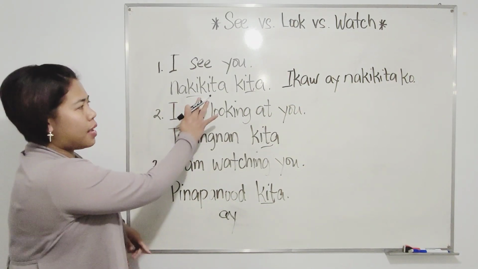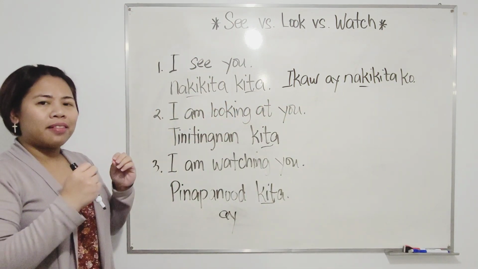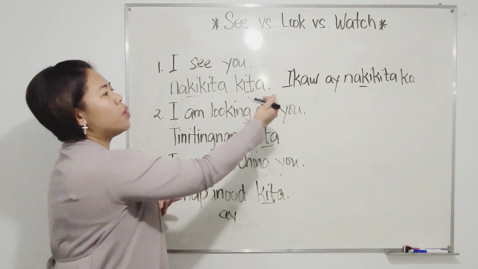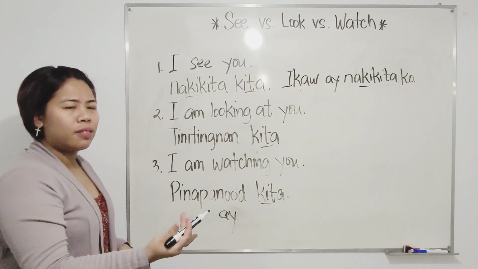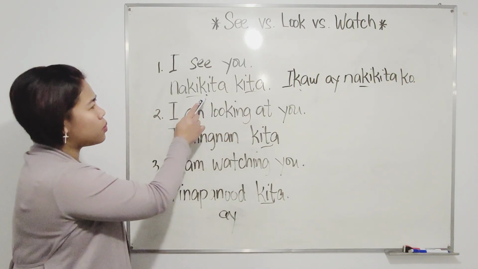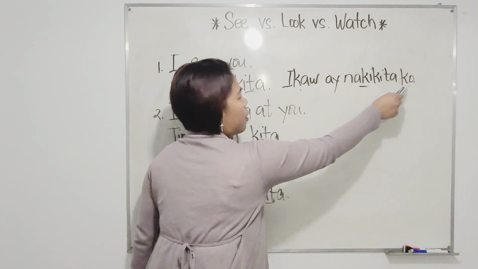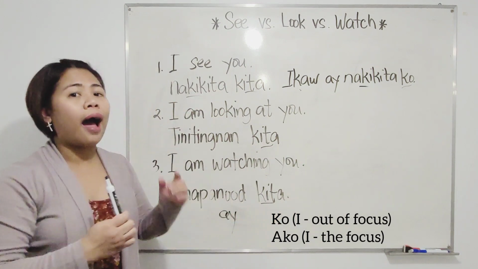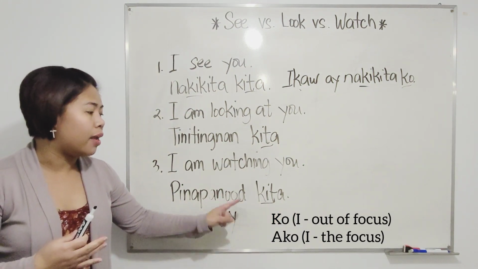Nakikita, we kept the same verb format, nakikita. So it means the object is still the focus of the sentence. We kept it, but we converted it into formal written Filipino. Now look at what happened to the ako, the I. Where is it now? It's in the last, because you use ko and not ako. Ako is the exact translation of the word I.